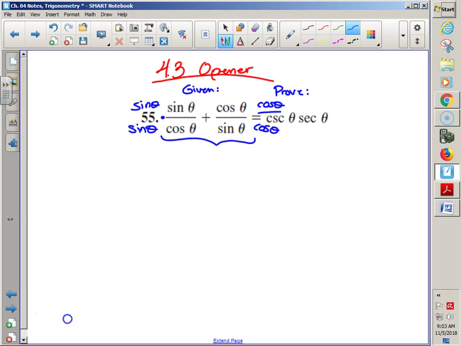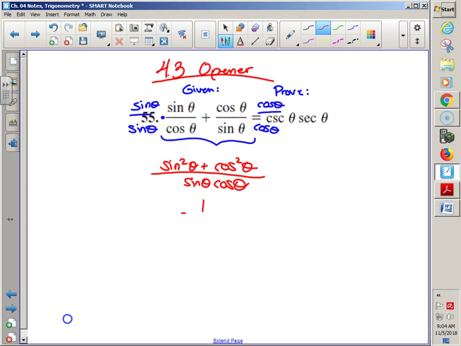What identity would you guys have needed to know to be able to finish this puppy off? Because common denominators is just like math, right? To put fractions together, common denominators. But right here, when you get sine squared theta plus cosine squared theta with the common denominator of sine theta cosine theta, what identity did you have to use? Pythagorean, yeah. What's sine squared plus cosine squared? Sine squared of theta plus cosine squared of theta.